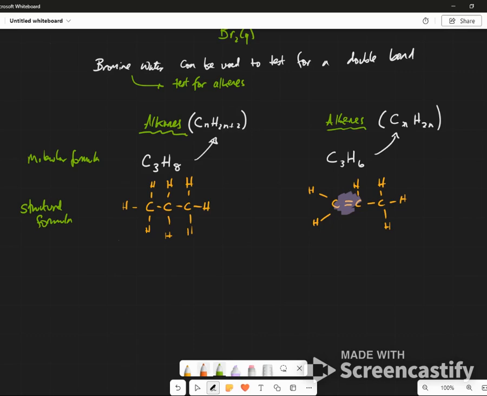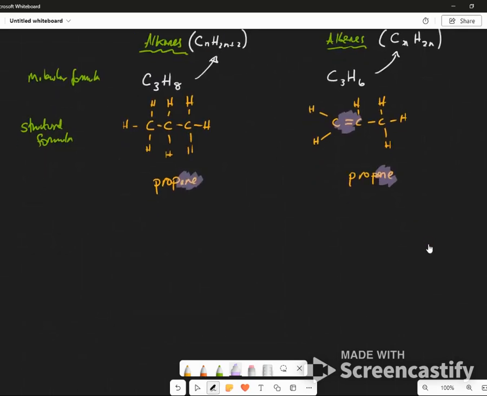How else can we tell them apart? Well, obviously, we can tell them apart by their names: propane, propene. We can tell them apart by their suffixes. Propane is an alkane, propene is an alkene.